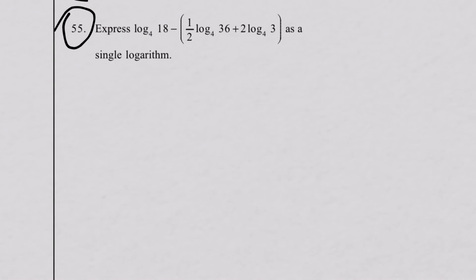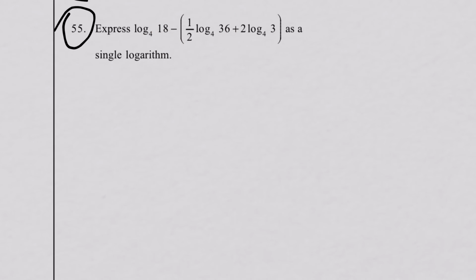All right, I'm continuing with 55. It says express log base 4 of 18 minus 1/2 log base 4 of 36 plus 2 times log base 4 of 3 as a single logarithm. So this is where we practice those properties of logarithms. I need to add these two logs that have the same base. So that's the product property. Once I do that, I can subtract this one minus this one. That's the quotient property.